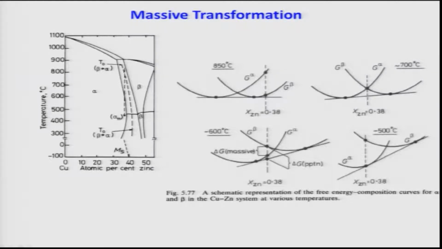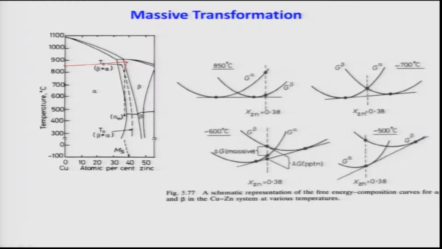Let us see how it can be explained. At 850 degrees Celsius, the free energy curves of alpha and beta are drawn, you can see that, and the common tangent is this. So, this is my alloy composition, 38.7% zinc, and for this alloy there is no driving force for the transformation of beta to alpha, as you clearly see. So, there is no point in drawing a common tangent also.